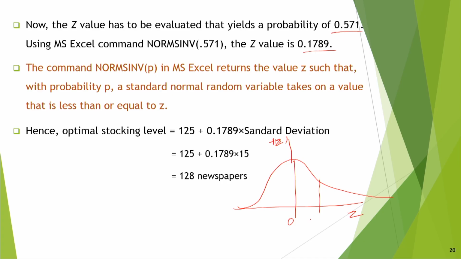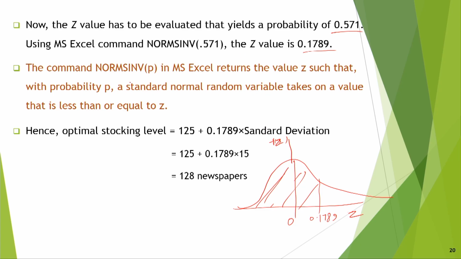That means, if you take Z equal to 0.1789, okay, then this area will be 0.571 fraction of the total area. So, that means automatically came. The command NORM.S.INV(P) in MS Excel returns the value Z such that with probability P a standard normal random variable takes on a value that is less than or equal to Z. Okay. So, that means these two commands you can use.